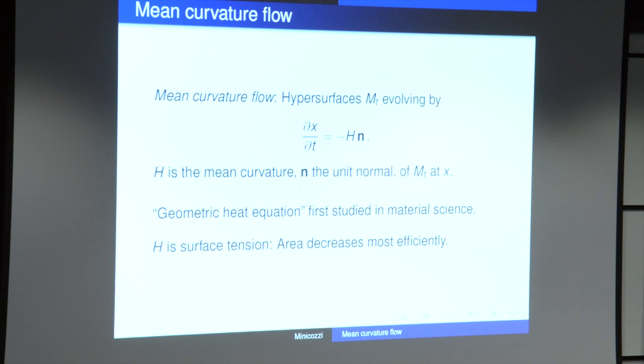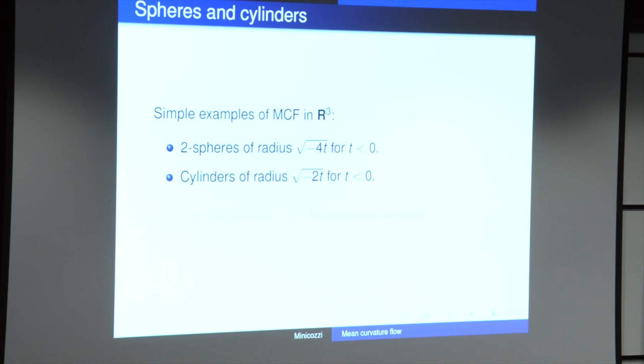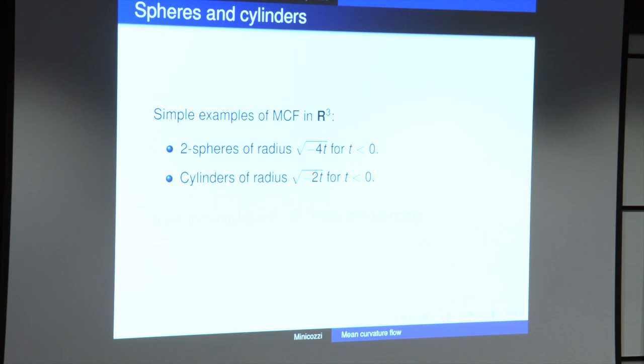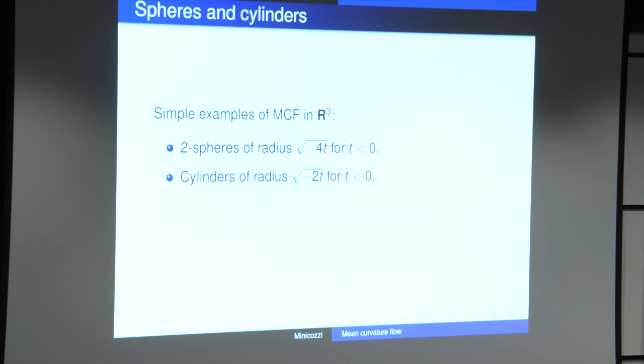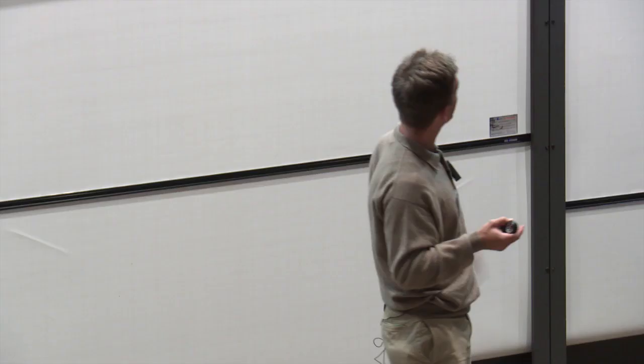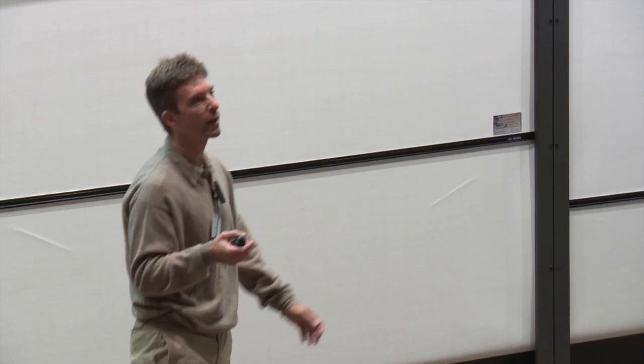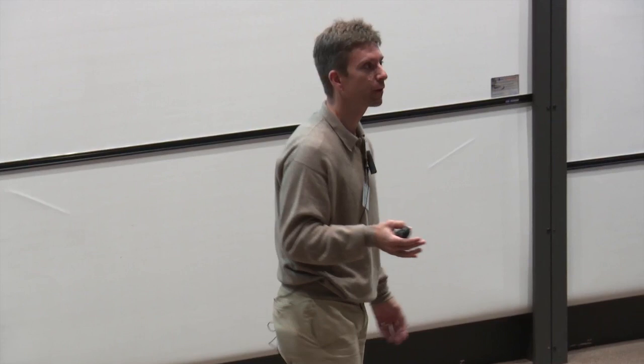So let's see some examples of this. Of course, a minimal surface would be the simplest example. It would be static. It would not be moving under the flow. For ones that are moving, the simplest example would be a sphere. If you take a round sphere, then by symmetry, the mean curvature is the same at every point. So this roundness will be preserved under the flow. And so you get an ODE for the radius. I'll restrict myself to R^3 for almost all of the talk. Everything can be done in higher dimensions, but the pictures are going to be simpler, the statements simpler in R^3.